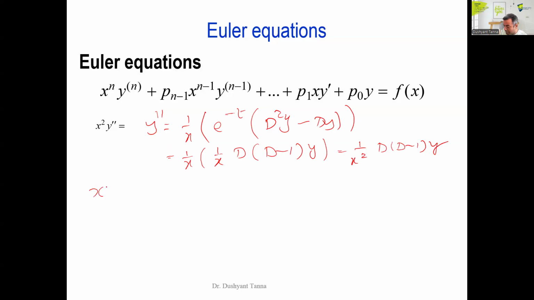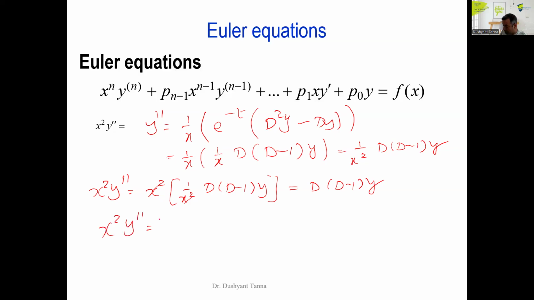Now, if I talk about x squared y double dash, I'll multiply with x squared. So x squared and 1 on x squared will cancel, right? And that will leave us with d times d minus 1 y. Okay? So that is very nice and sweet. x squared y double dash is d times d minus 1 y. Okay?